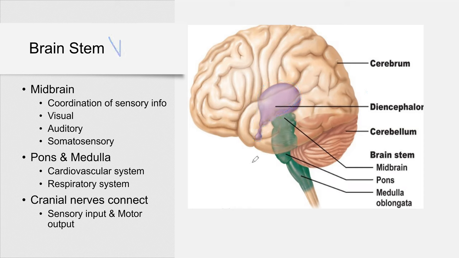So the brain stem is actually the part of a brain that's shown here in green color, and it's made of three parts. So it's made of midbrain, pons, so those are pons, and medulla oblongata, the most inferior part of the brain stem. So midbrain, a coordination of sensory information, it also has visual, auditory, and somatosensory centers. So it means your visual information, your hearing, and for example, your touch, they go through the midbrain.